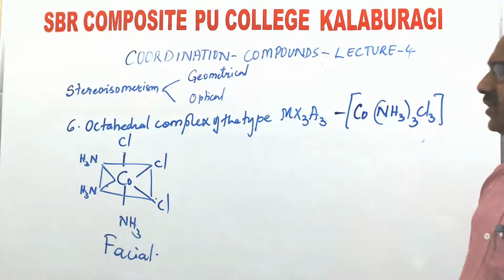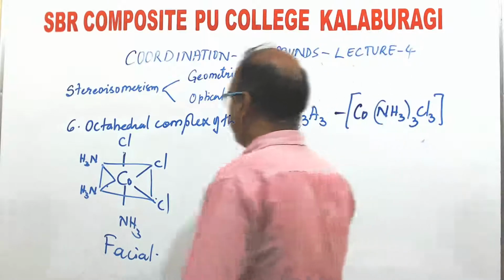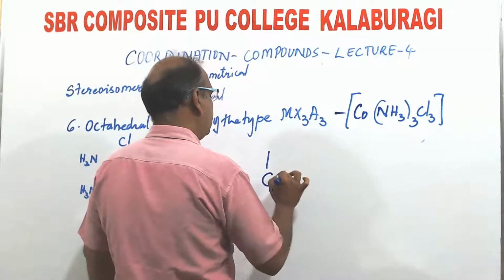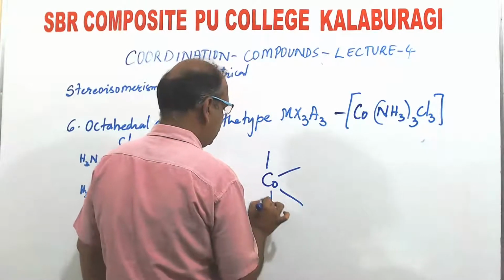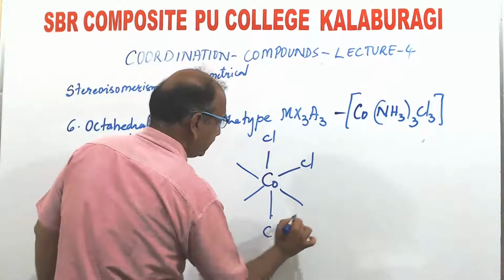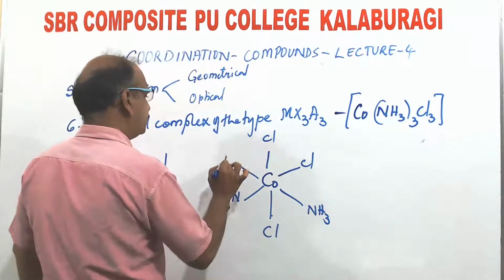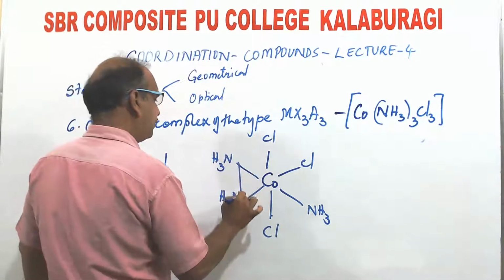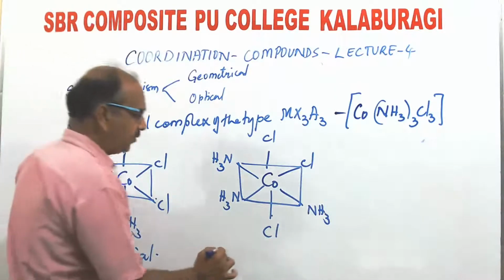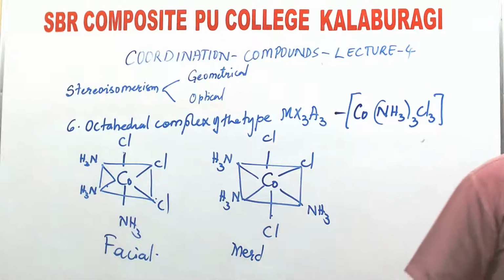And for the other one, the position of chlorine is different. If chlorine and ammonia are exchanged, cobalt with chlorine here, chlorine here, chlorine here, and this is ammonia, NH3, this is NH3, also this is NH3. So what will this be? This is going to be the meridional, the mer isomer.